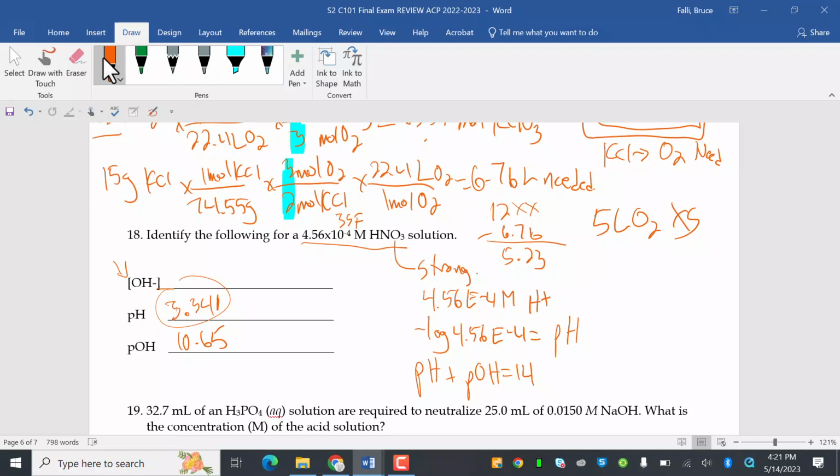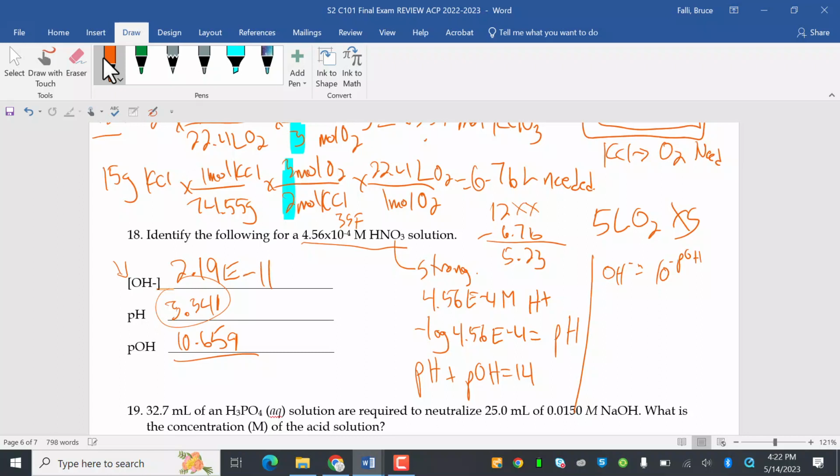So 10.659. So sig fig rules, right? Okay, so if I want to get OH negative now, OH negative equals 10 to the negative pOH. And then second log negative pOH, which is 10.659. I get 2.19 E negative 11. Yeah, that's 3 sig figs.